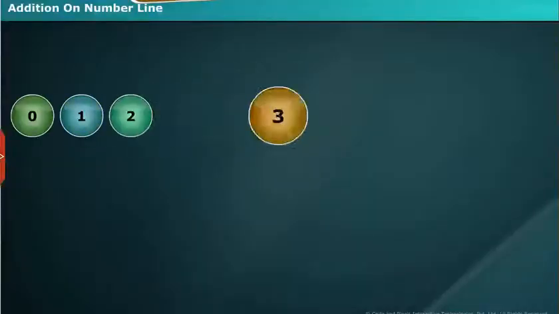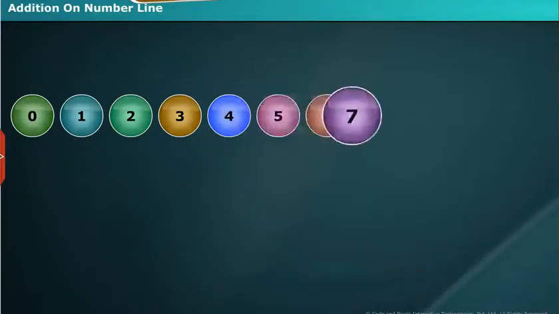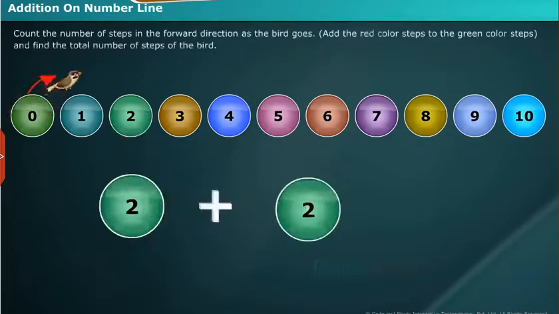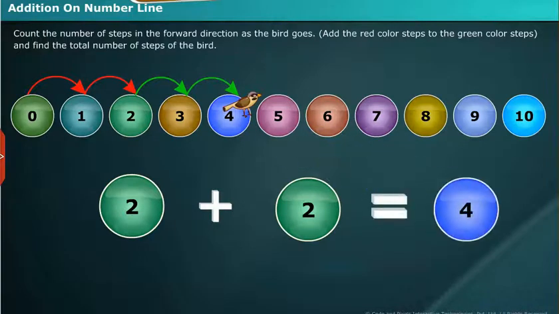Addition on number line. Let us learn about addition on number line. Count the number of steps in the forward direction as the bird goes. Add the red color steps to the green color steps and find the total number of steps of the bird.